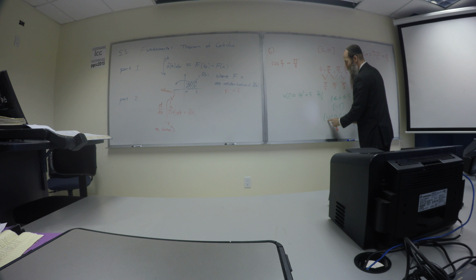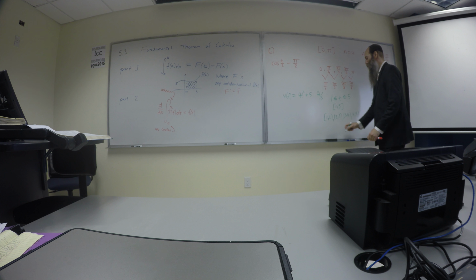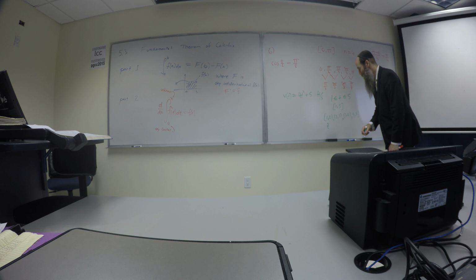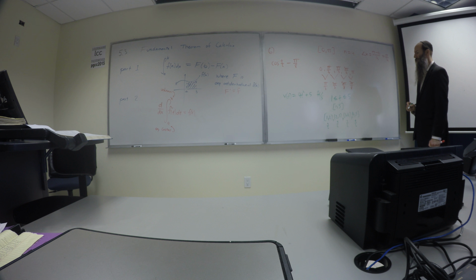So you need to know what between 1 and 2 is. So 1 and 2 is 1.5, so 3 halves, and between 2 and 3 is what? 5 halves. Looks like there's a pattern here. 7 halves, and 9 halves. So there's your 4 midpoints, 1 for each of the respective intervals.